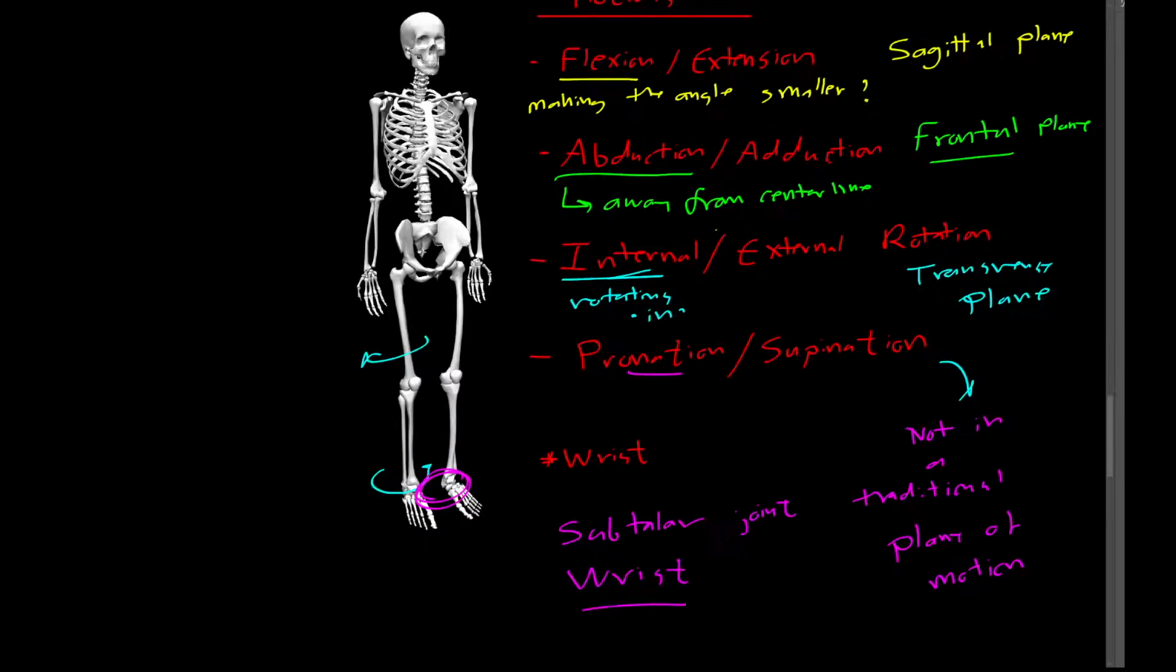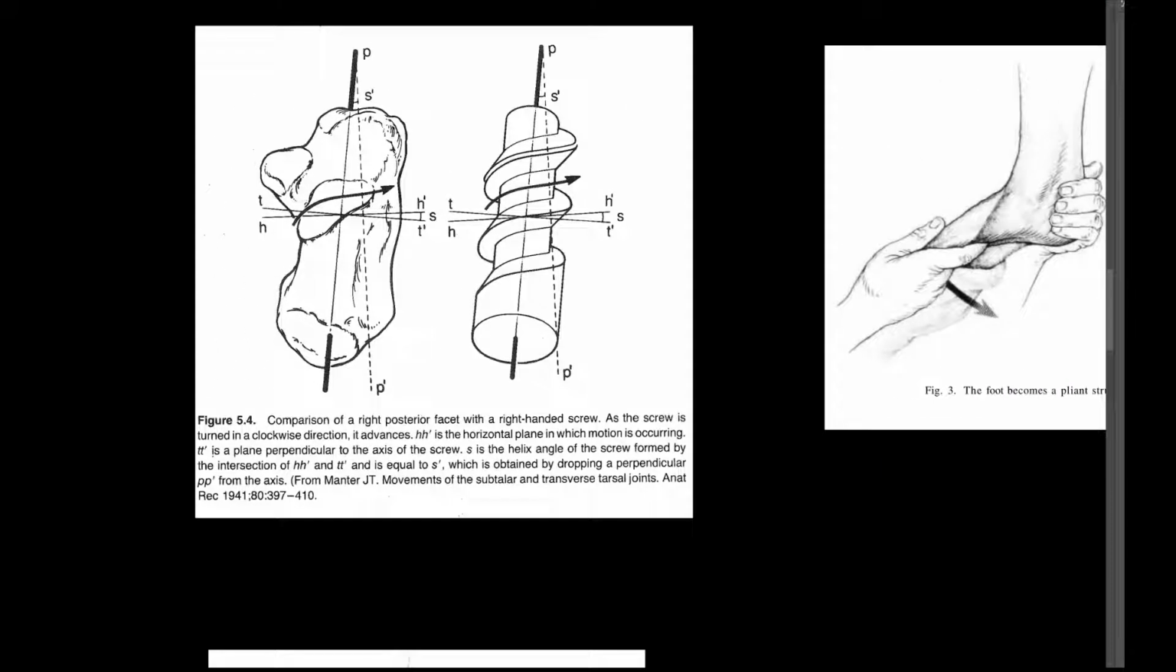So let's, I think I have a picture up. Yeah, here we go. So pronation is a rotation at the subtalar joint, which is like an axis of rotation that comes out at the back of the heel and then continues on the other side of the foot. So pronating involves a rotation about that joint axis. It's probably more clear if I show it to you here.